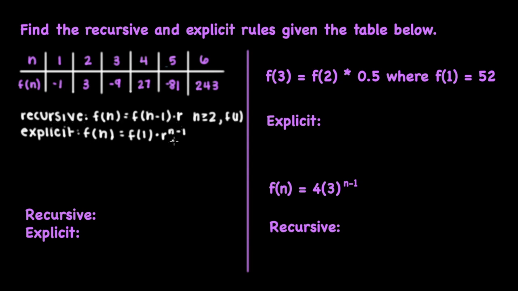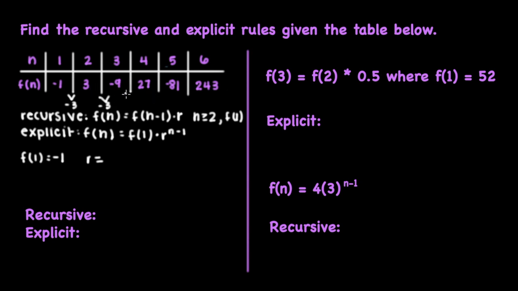So in both of these rules, we need to know our common ratio r as well as our first value, or f of 1. So from the table above, we can see that f of 1 is equal to negative 1. We can also figure out our common ratio by dividing the second term by the first term. So that's 3 divided by negative 1, which is negative 3. Negative 9 divided by 3 is also negative 3.